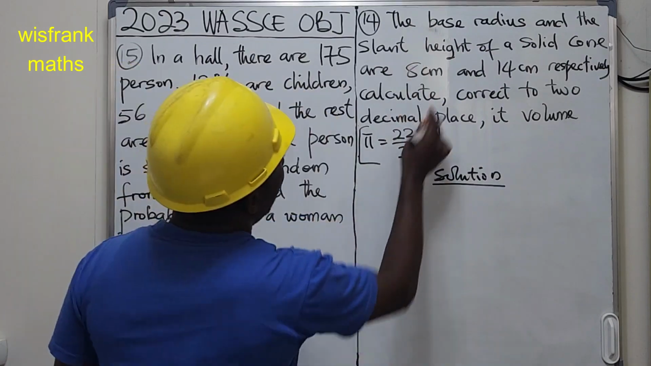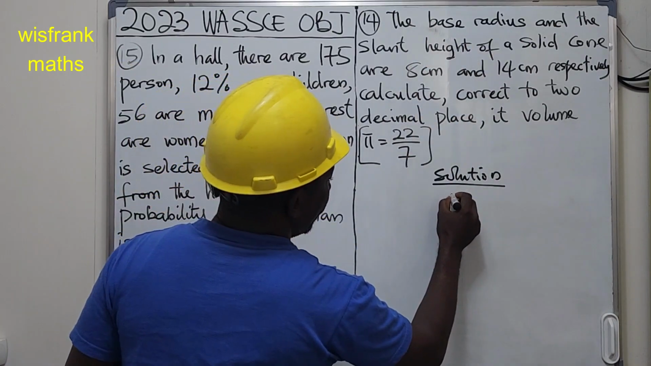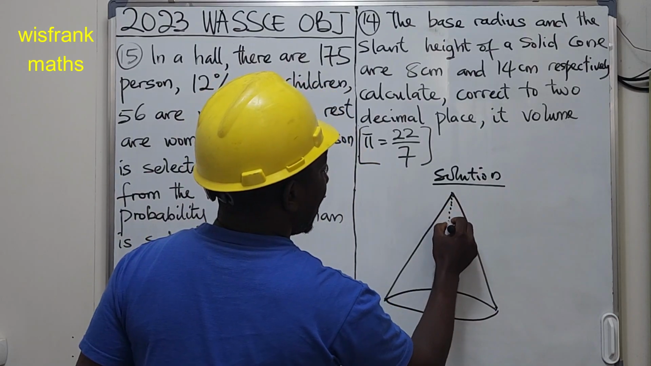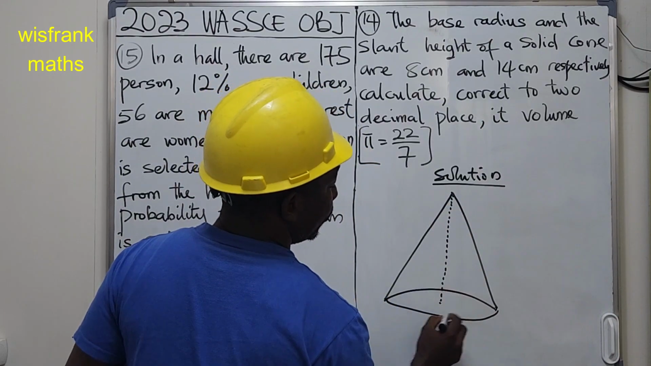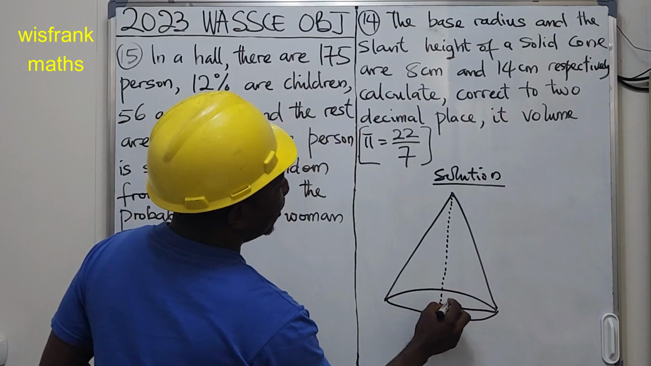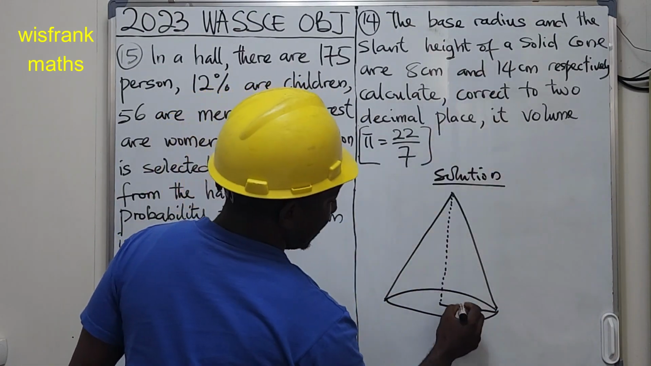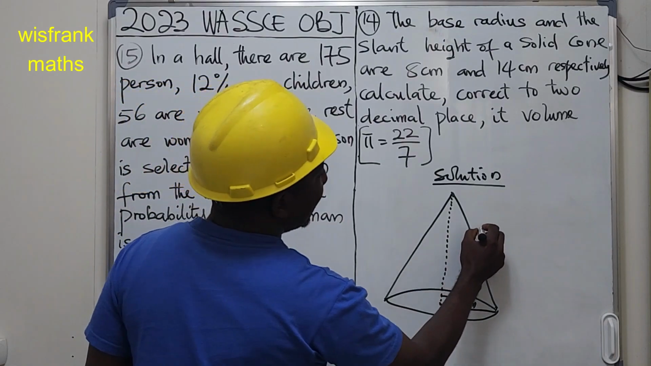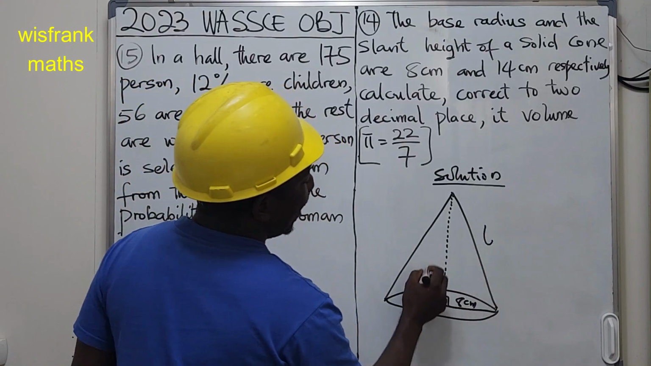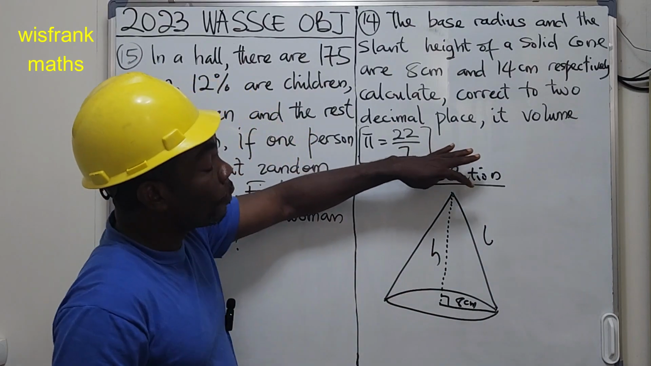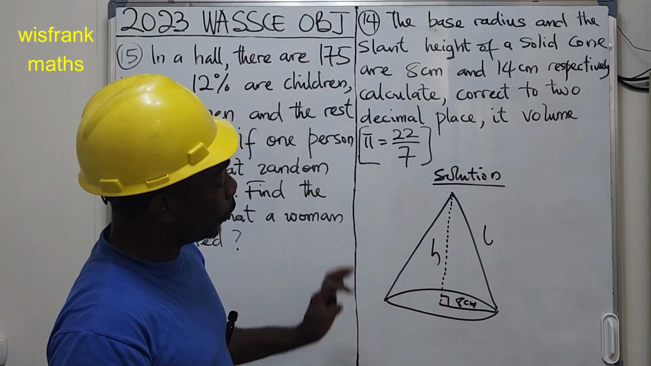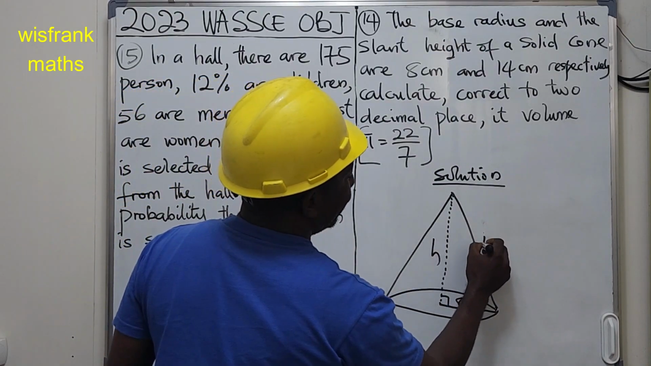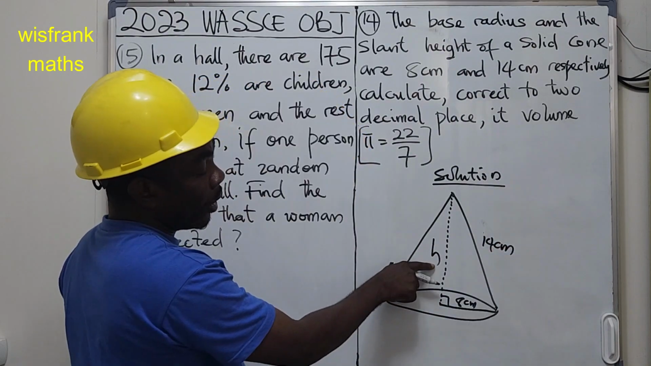The volume of this cone: we have a cone this way, and we have this place as the height to the center of the cone, and with a radius. The radius is 8 cm. This angle is 90 degrees. So this is the slant height, and this is the height. We are asked to find the volume of this cone, and we are given the slant height as 14 cm. We are not given the height.